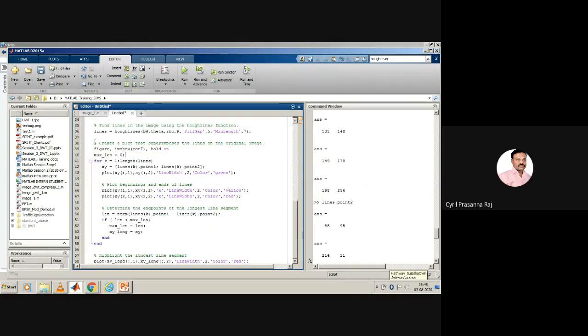This is the entire program to run that plot. What we have done in this plot is we identify the number of lines and take the points point 1 and point 2, and we plot x and y correspondingly, the x-axis and y-axis, and give colors to it. Similarly, we also plot the beginning and end of the lines, and we put yellow and red colors there. Then we also determine the end points of the longest line by using this simple program.